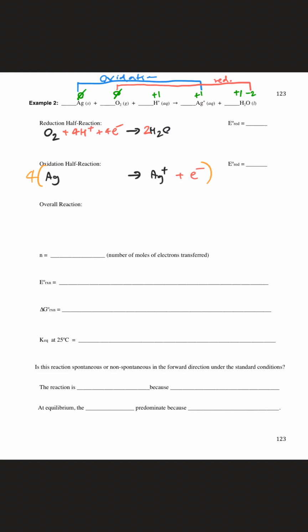Therefore, the overall reaction for this case, you are going to get 4 silver plus oxygen plus 4 proton. Okay, and then the electrons would cancel out, so we will skip to the product part. Plus silver plus 4 of them, because we need to multiply this by 4, right? And then plus 2 H2O.